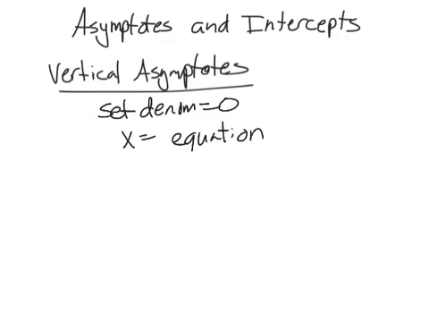And depending on the degree of the denominator, that will determine how many vertical asymptotes you have. If you have a second degree function in the denominator, or second degree polynomial, then chances are you'll have 2 vertical asymptotes. If it's linear, you'll have 1.